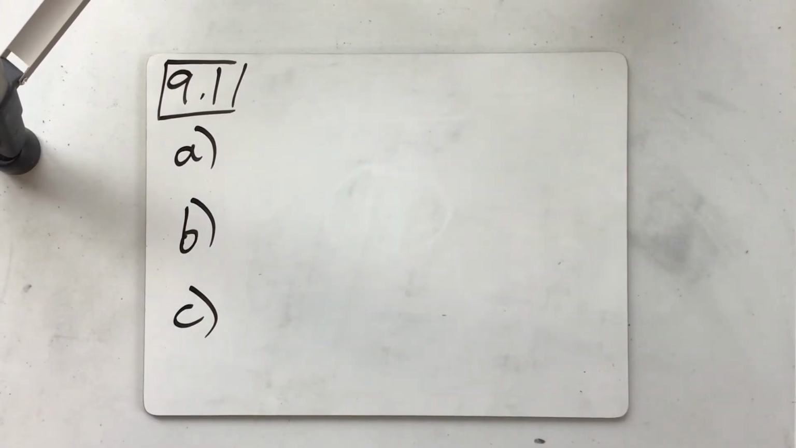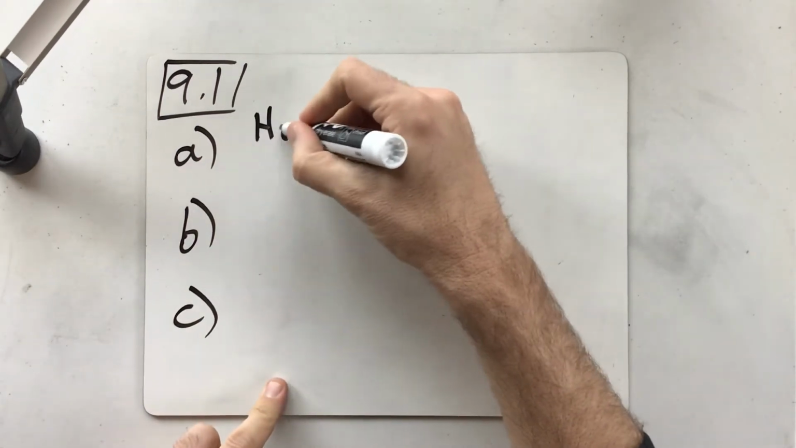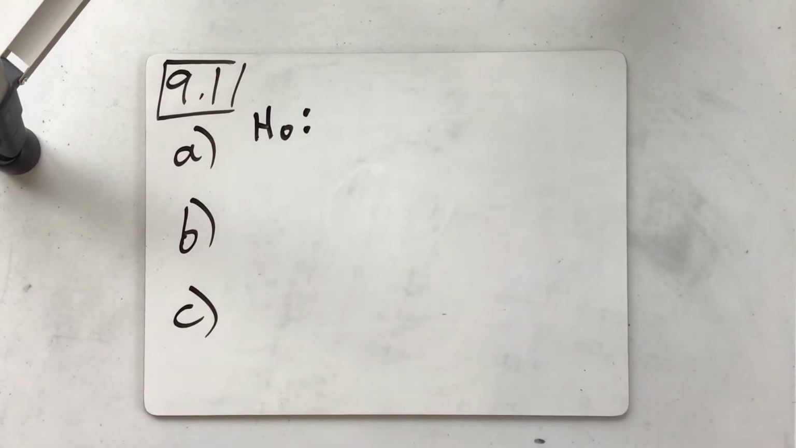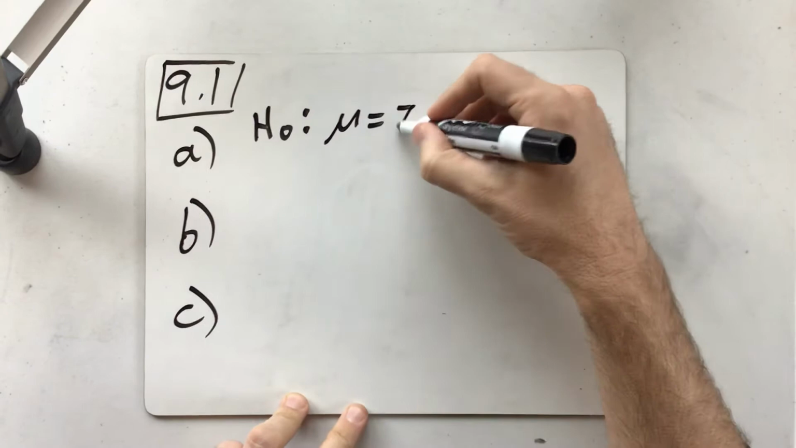The first one, a teacher knows that students will average a 78 on a standardized exam. However, he believes that students at his school are exceptional and that their average on the exam will be better than the national average. What's our null hypothesis? Our null hypothesis, which we always write with an H and a little 0, is that the average is equal to 78.